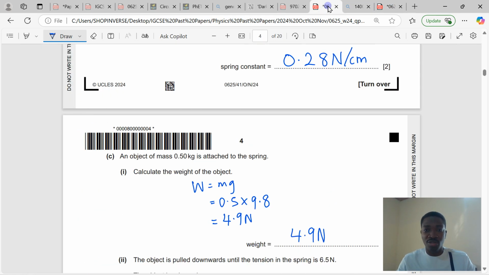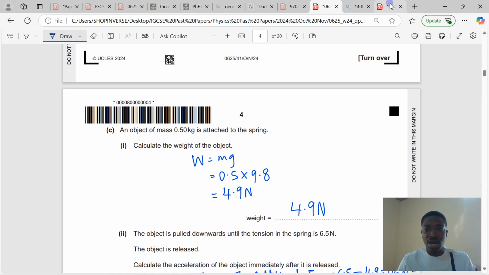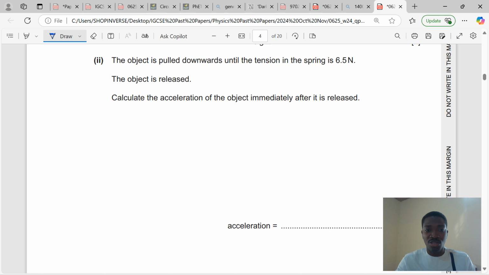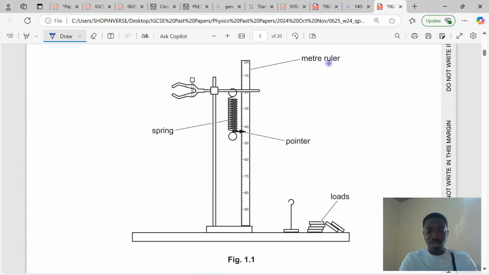Okay, the next question. No, we have not gotten to number 2 yet. The next question tells us that the object is pulled downwards until the tension in the spring is 5.6 Newton. The object is released. Calculate the acceleration of the object immediately after it is released. Let's go back to the diagram to understand the question better.